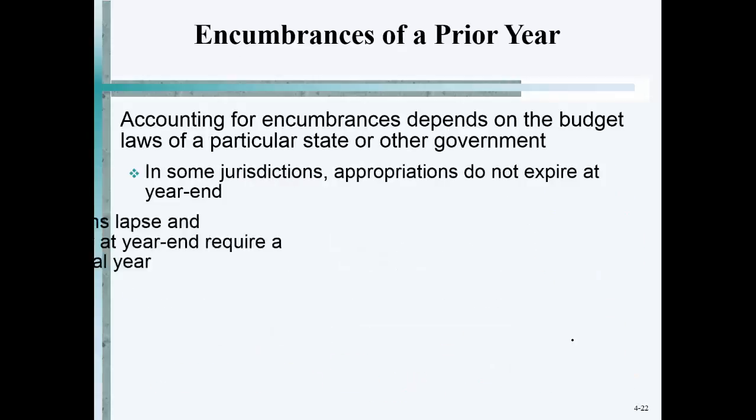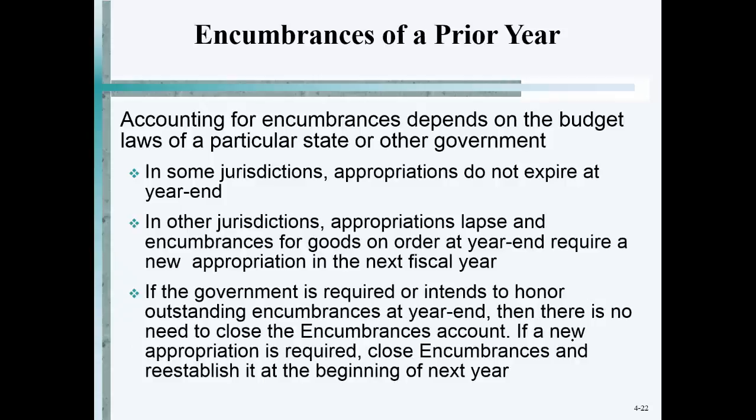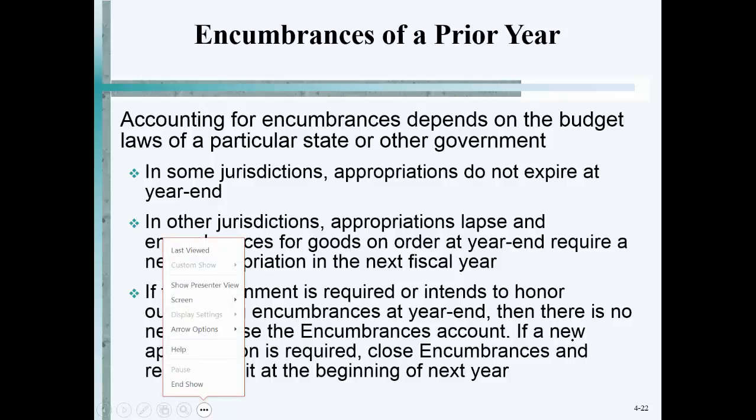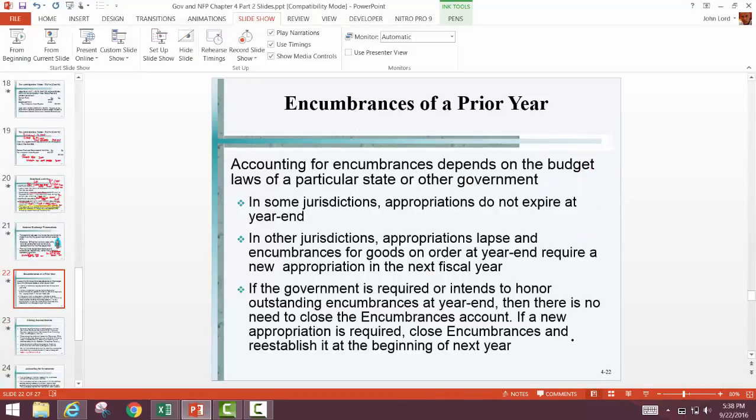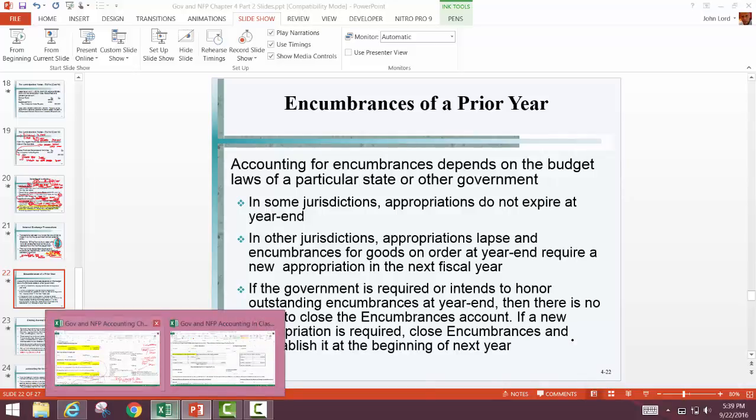Come over and let's talk about encumbrances now of a prior year. Okay? And what happens at the end of the year if we've ordered goods or services and we haven't received them yet? How should we handle that? Remember we were saying that we receive the goods and we reverse the encumbrance. What happens if at the end of the year we haven't received the goods yet? What should we do?